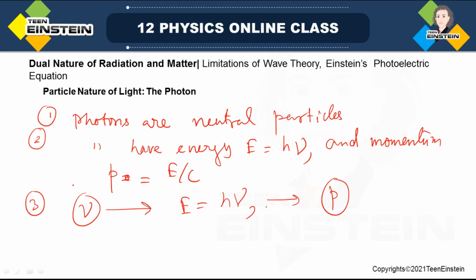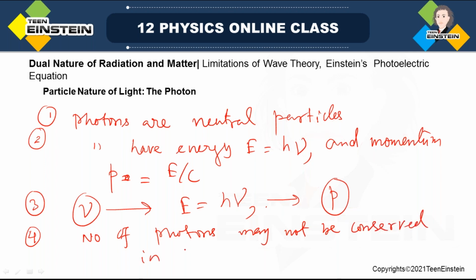So in a particular interaction, the total energy and momentum will be conserved, but the number of photons may not be conserved during interaction with matter.